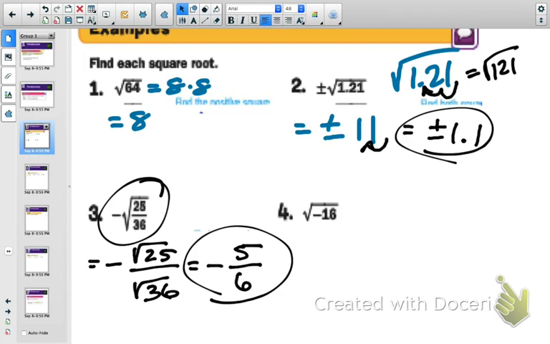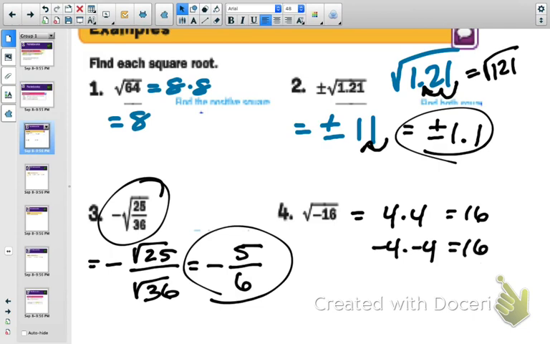Now we run into this, square root of negative 16. We know that 16 is 4 times 4. And negative 4 times negative 4 is also 16.